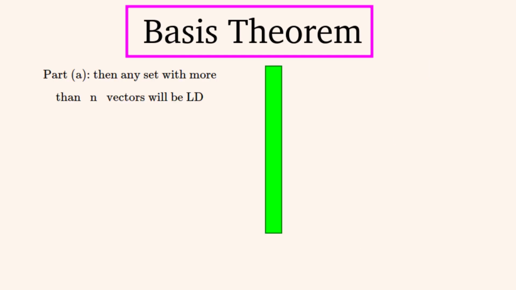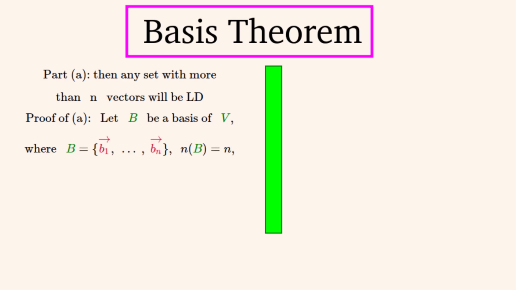So let's start with the proof of part A. We'll write out the statement of the theorem here. We'll let B be a basis of V. B contains these elements, and it contains n of these elements. And because B is a basis, it has these 2 qualities. It spans V, which can be written out as V is equal to the span of B, and it's linearly independent.